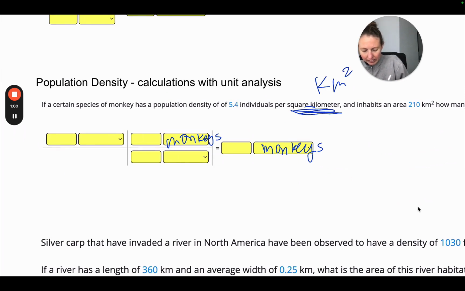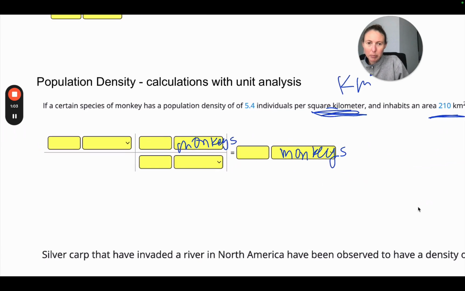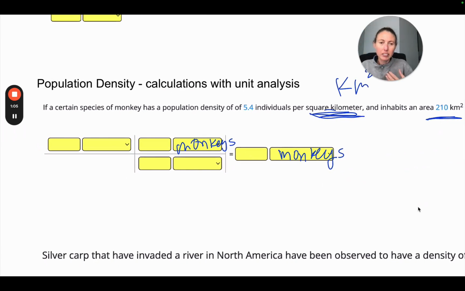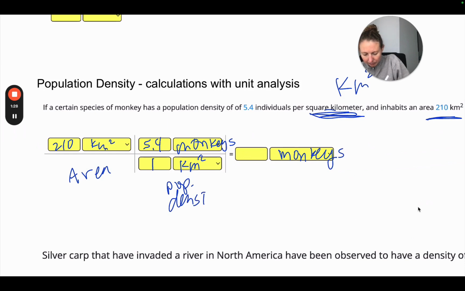So I have an area of 210 kilometers squared, and I have 5.4 individuals or monkeys per square kilometer. So I know that the 5.4 goes next to the monkeys, and that's per 1 kilometer squared. And the 210 kilometers squared must go in my other spot. So this spot is going to be area, and this spot is our population density. So now I have it set up so that my units will cancel out, and I'll end up just with the number of monkeys. So I'll just do that off to the side here.